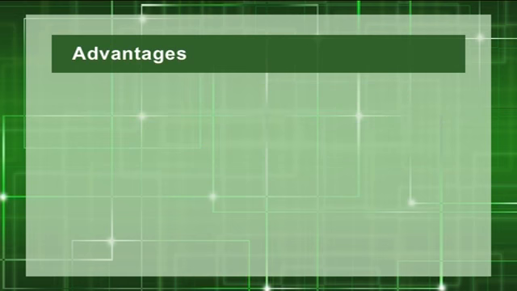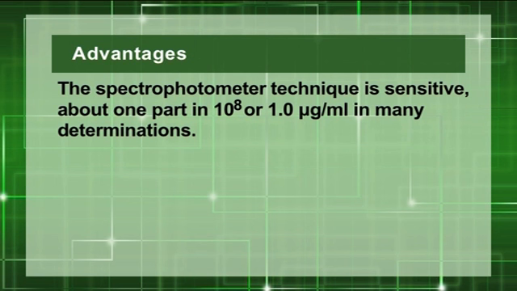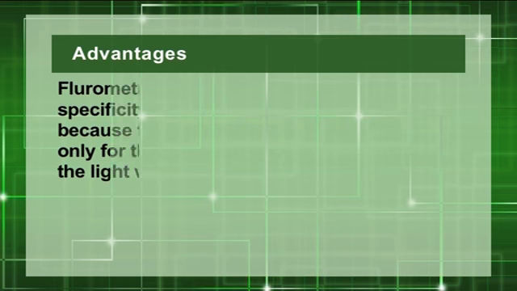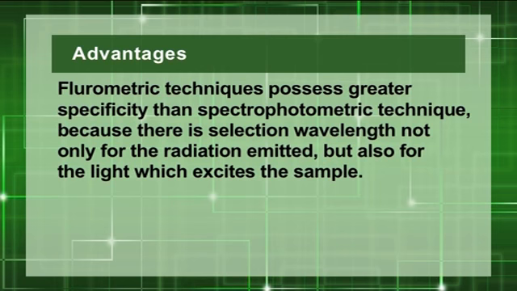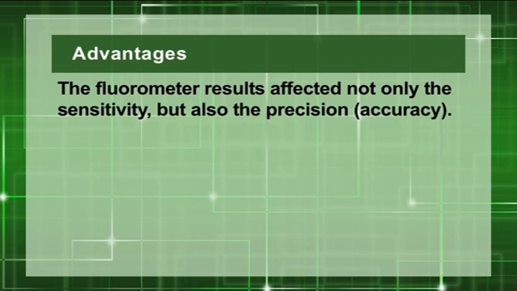The main advantage is that the spectrophotometer technique is sensitive to about 1 part in 10 to the power of 8, or 1 microgram per ml, in many determinations. Fluorimetric techniques possess greater specificity than spectrophotometric techniques because there is selection of wavelength not only for the radiation emitted, but also for the light which excites the sample. The fluorometer results affect not only sensitivity, but also the precision.